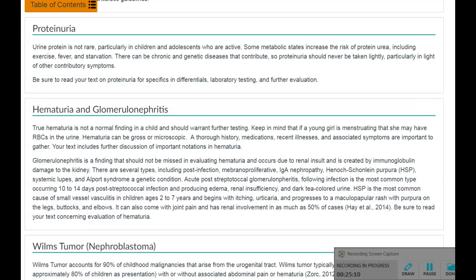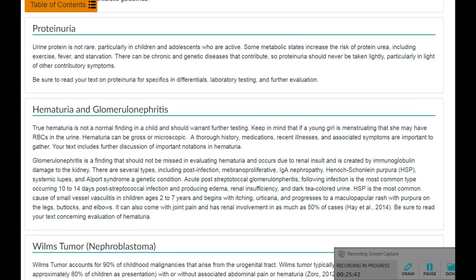HSP, or Henoch-Schönlein purpura, is the most common cause of small vessel vasculitis in children ages 2 to 7 years and begins with itching and urticaria, and progresses to a maculopapular rash with purpura on the legs, buttocks, and elbows. HSP can also come with joint pain and has renal involvement in as many as 50% of the cases. Be sure to read your text concerning evaluation of hematuria.